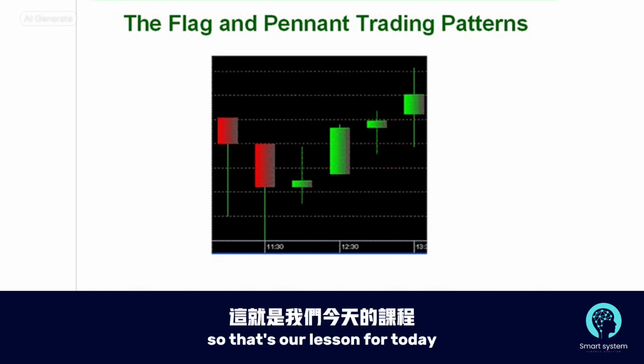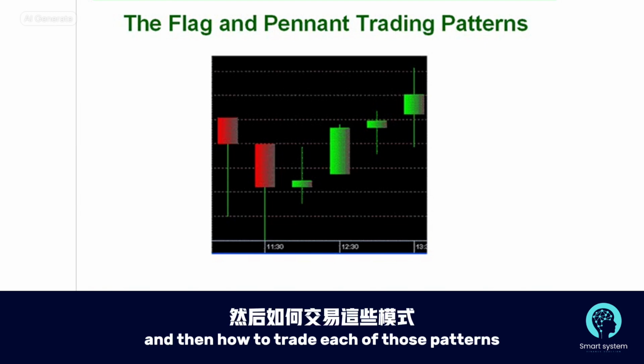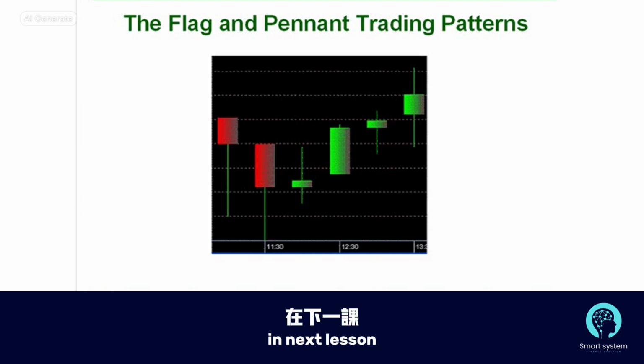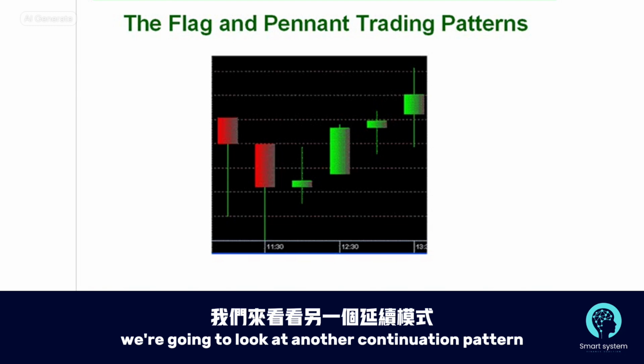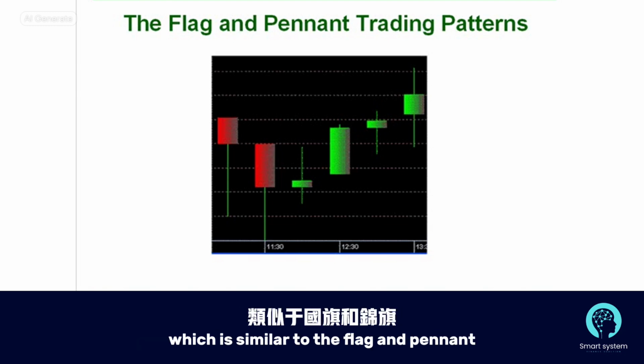So that's our lesson for today. You should have a good understanding of how to recognize flags and pennants on a chart, and then how to trade each of those patterns. In the next lesson, we're going to look at another continuation pattern, which is known as the triangle, which is similar to the flag and pennant.